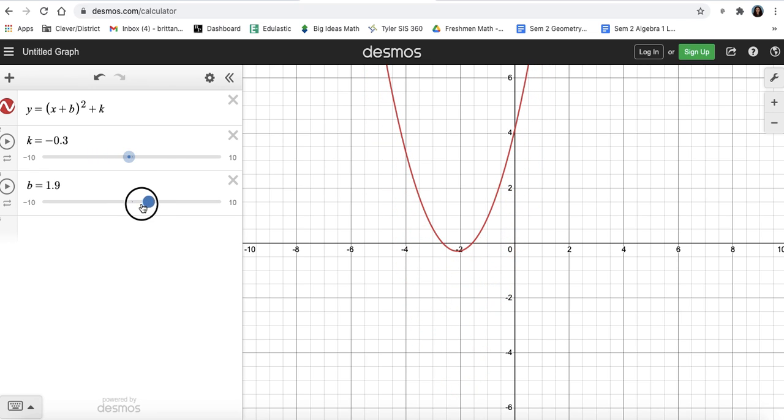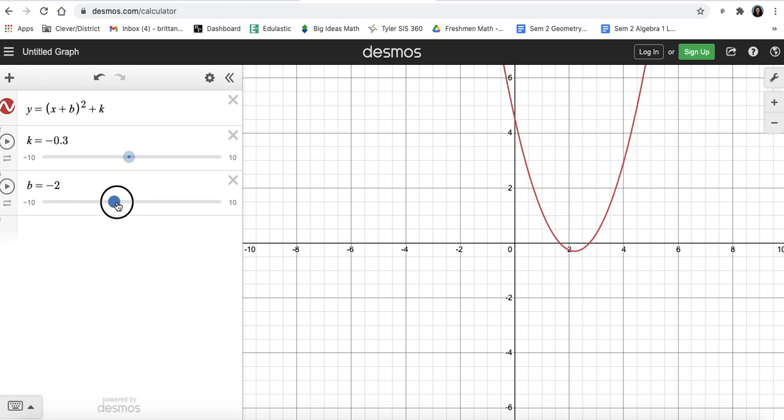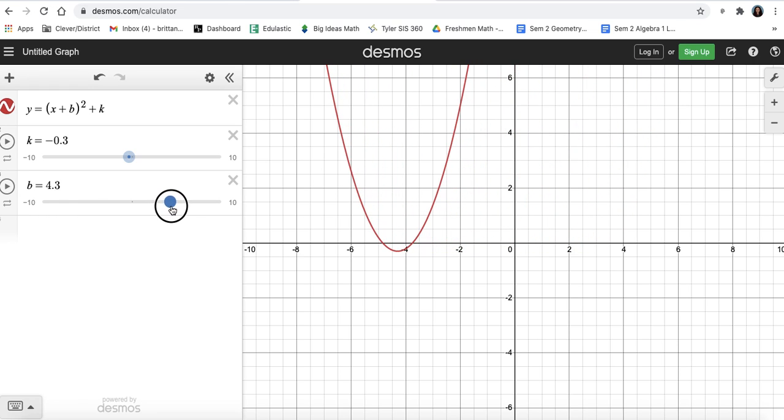So always remember for this h that you're always doing the opposite. So you notice when h is negative 2, it's really going to the right. But when it's positive, it's really going to the left.